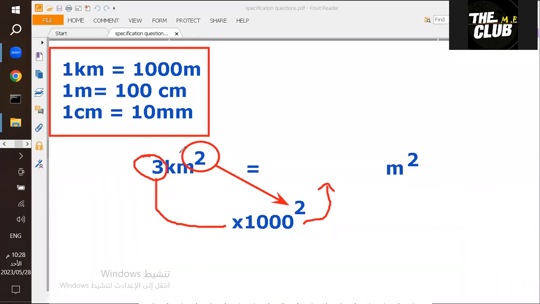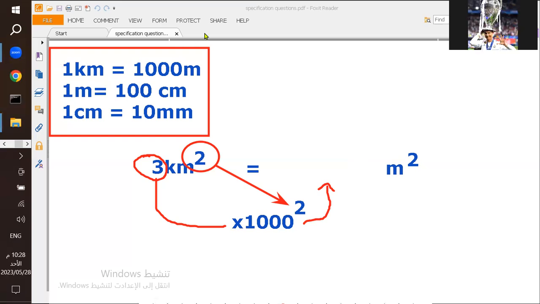Same idea with cube ones. When I see it squared on the kilometers, that means I have to put a power of 2. Yes, if it's cubed, I put cube. That's it. You just have to understand this. So do I write 3 million? Yes, the answer will be 3 million because this is a million. You get the idea?